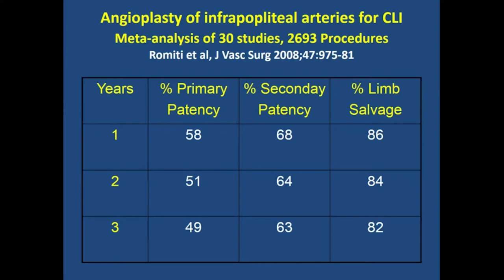And this is a summary slide, a meta-analysis of 30 studies, all in patients with infrapopliteal artery disease for critical limb ischemia, that means rest pain or tissue loss, who had simple balloon angioplasty. Primary patency, meaning how long that artery stays open without having to do anything else, not perfect, 50% at 3 years, but not terrible, but limb salvage rates of 80% at 3 years. So this works. It's not perfect, but it does work, and it's much lower morbidity for the patient.